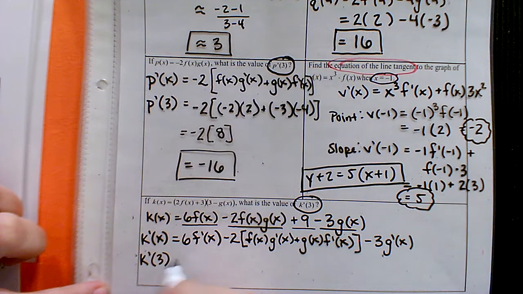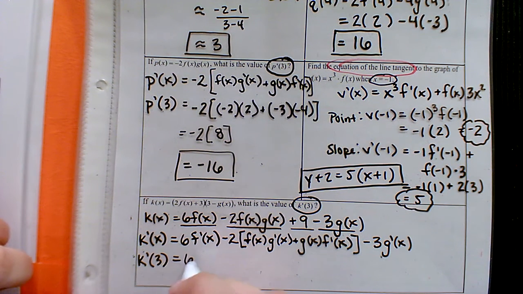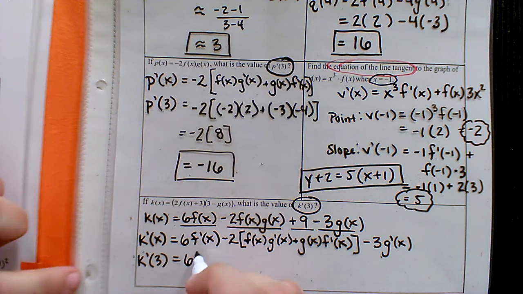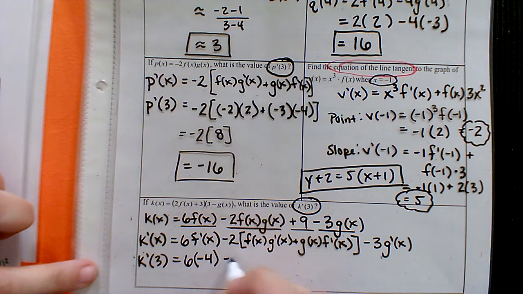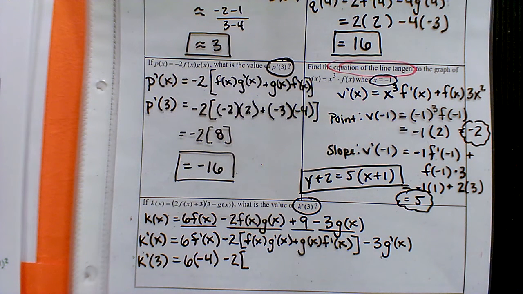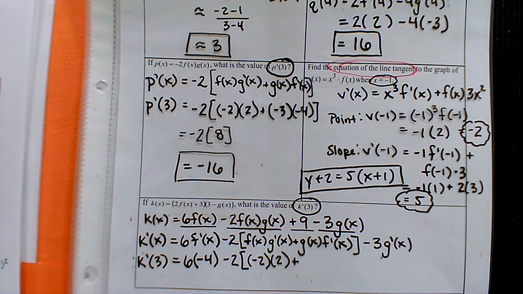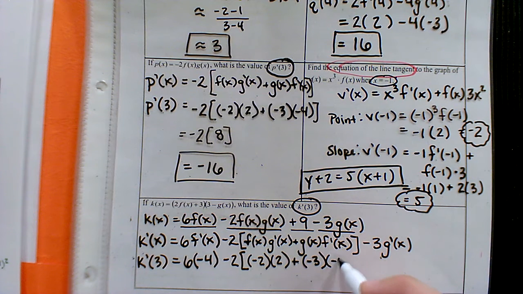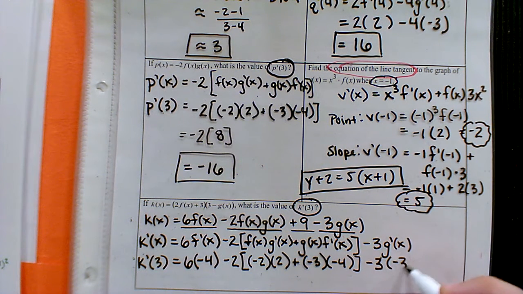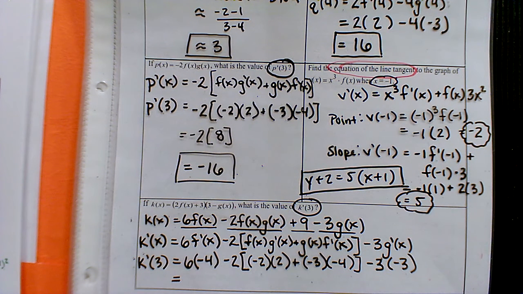Let's go ahead now and plug in 3 to see what we get. So if you were to plug in 3 into the f prime table at the top, you get negative 4. 3 into the f table at the top, you get negative 2. 3 into the g prime table, you get positive 2. 3 into the g table, we'll get negative 3. 3 into the f prime table, we'll get negative 4. And then lastly, 3 into the g prime table, we'll get negative 3. Okay, so all the values are able to be substituted in based off the information from the table. We just need to calculate what we get out.